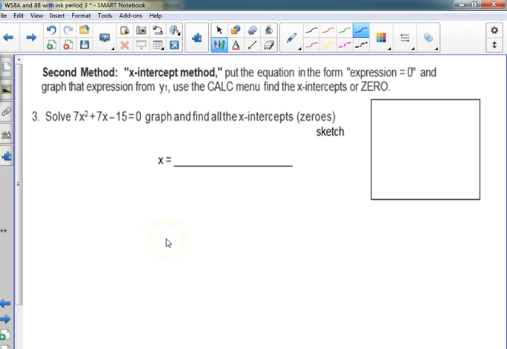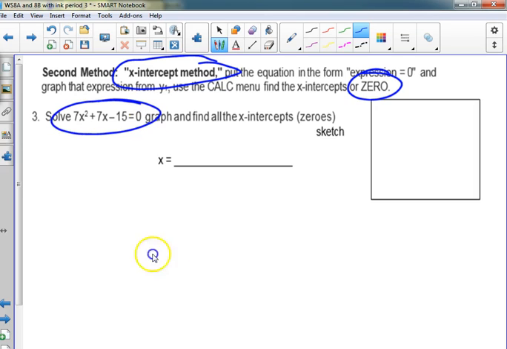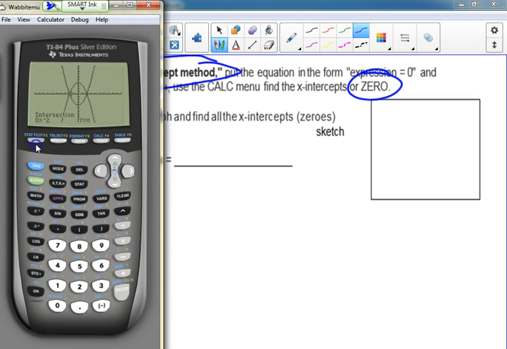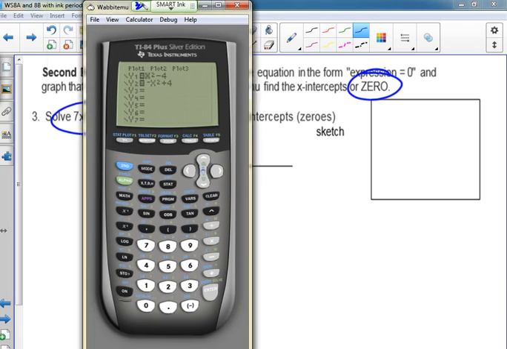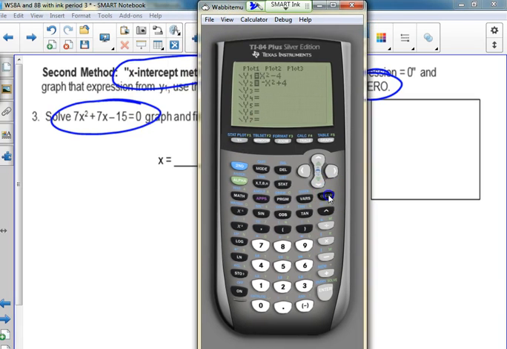All right, the second method is called the x-intercept method. It would be easier to call it the 0 method because we're going to use the 0 function. Okay, this one is already set equal to 0. What shape should this be? It's a parabola. Because of that 7, I'm thinking it's pretty narrow, right? And I'm not too sure my standard window is going to be the best.